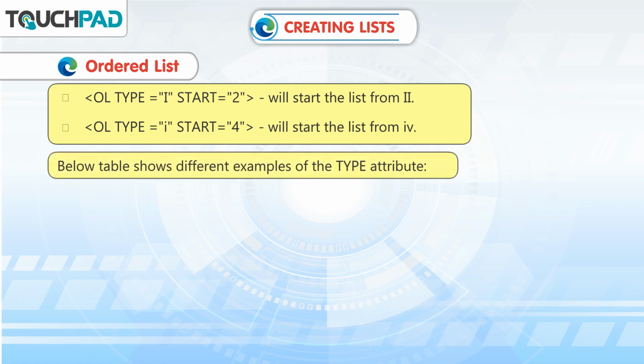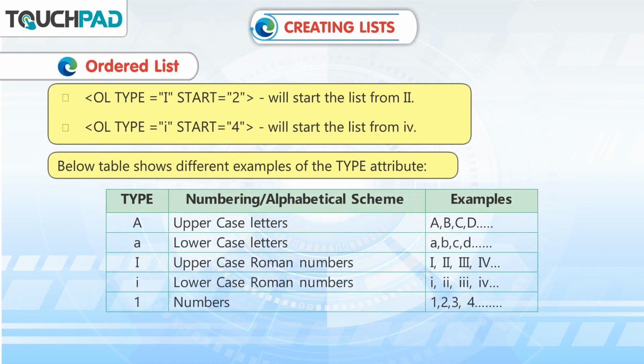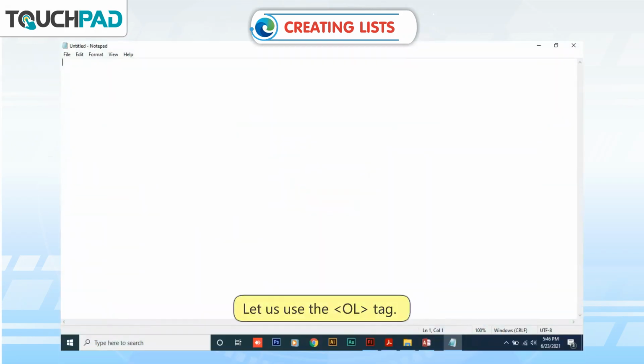The below table shows different examples of the type attribute. Type A, numbering or alphabetical scheme, uppercase letters. Examples: A, B, C, D. Type a, lowercase letters: a, b, c, d. Type I, uppercase Roman numbers: I, II, III, IV. Type i, lowercase Roman numbers: i, ii, iii, iv. Type 1, numbers: 1, 2, 3, 4. Let us use the OL tag.